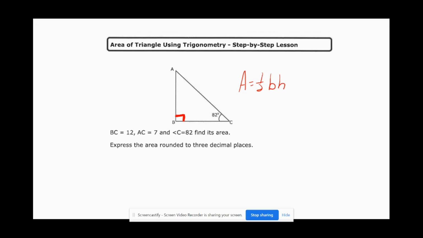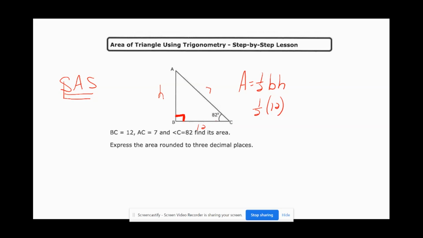So if I have it as 1/2 base times height, let's first label our triangle. We have BC is 12, AC is 7, and 82 degrees is going to be my angle. Now notice in this triangle, this is a side, angle, side situation. You're going to watch another video by another teacher that's going to show you the triangles for angle, angle, side. Here I have my base of 12. But how do I get my height over here? That's where we use our trig.